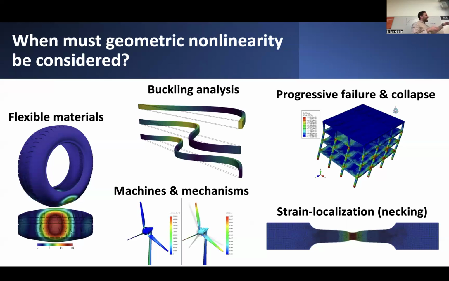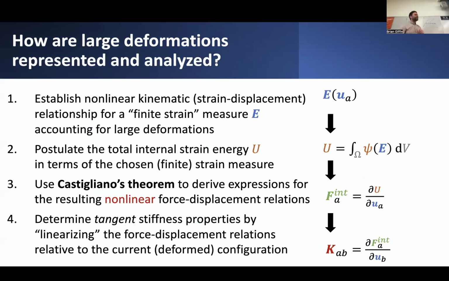Changes in the actual deformed shape of the structure do influence how the loads get transferred through those structures and can lead to phenomena like strain hardening, localization, and necking. So those are situations where you might need to include it as well. So that's all geometric nonlinearity and when you need to include it.